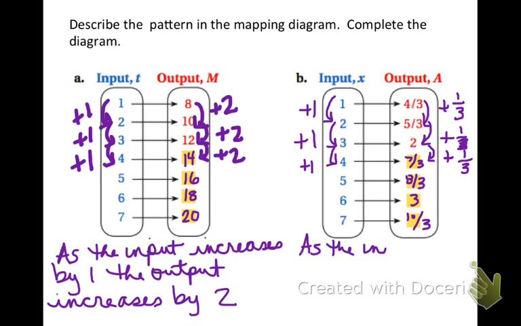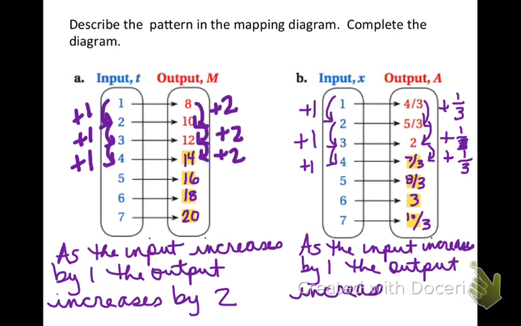I would describe it as the input increases by 1, the output increases by 1/3. And this will help us later on when we're starting to write some function rules.